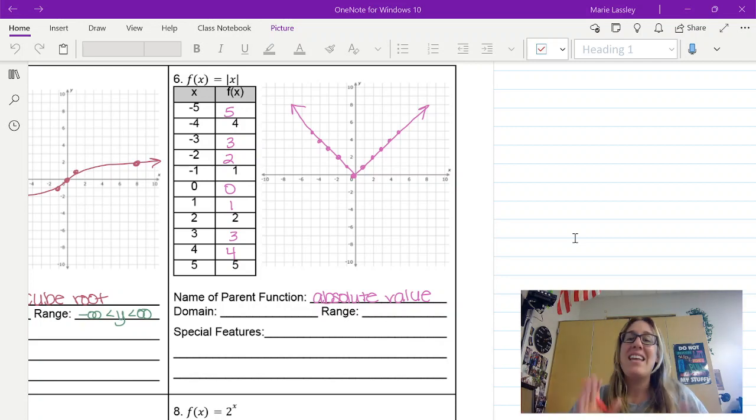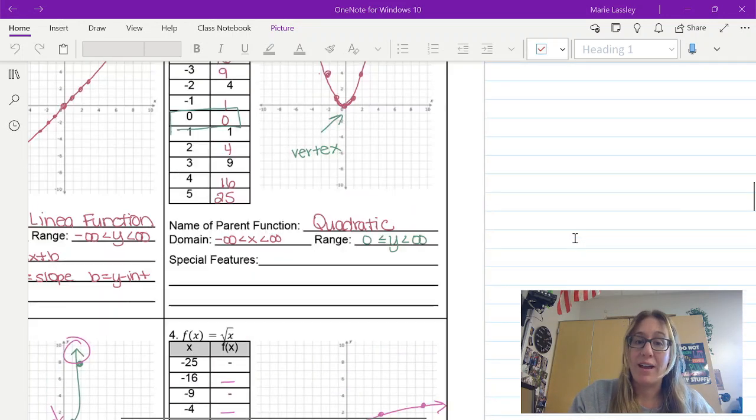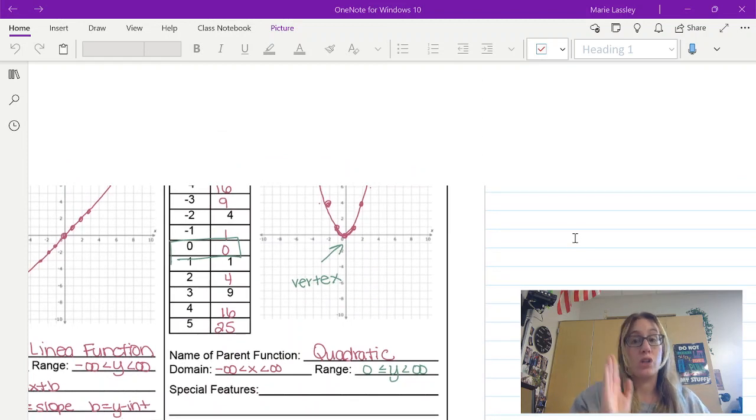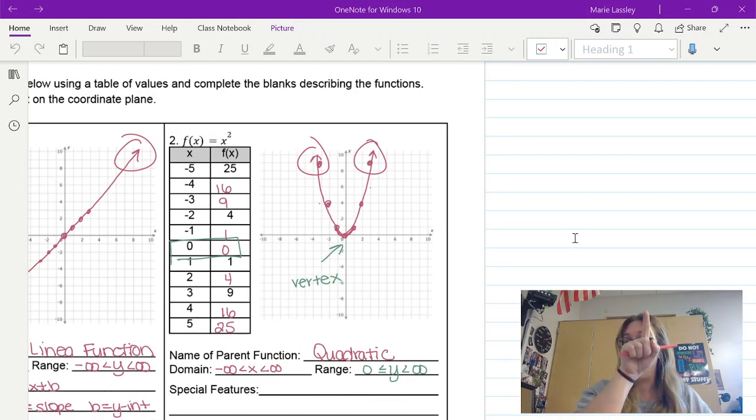Okay, so there's our absolute value graph. This graph is a V. It is a hard V, right? So we are connecting at one point. There's no curve, which is different from the quadratic function. Your quadratic function has that nice curve, right?